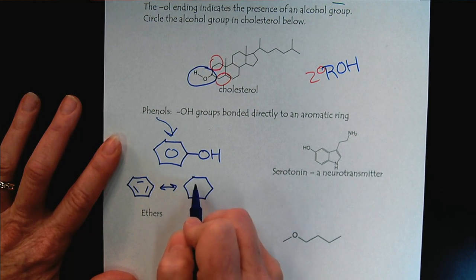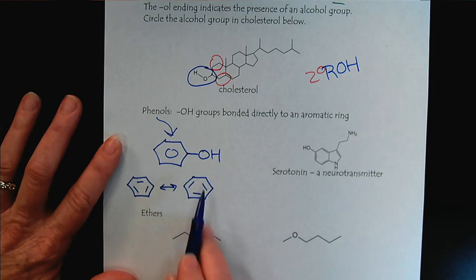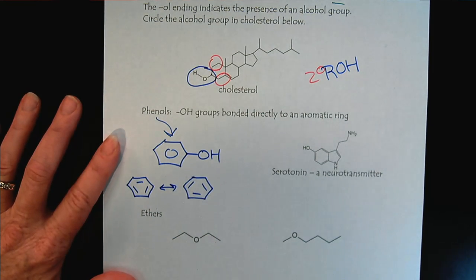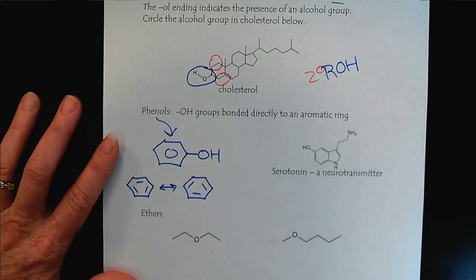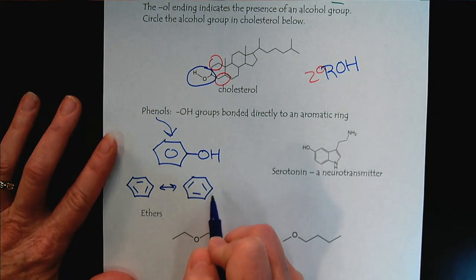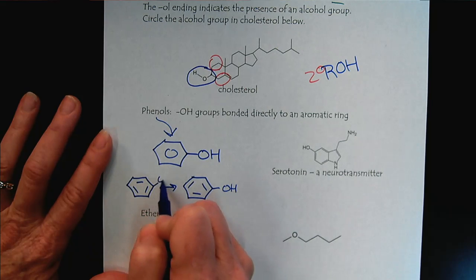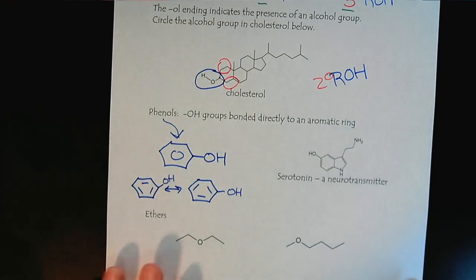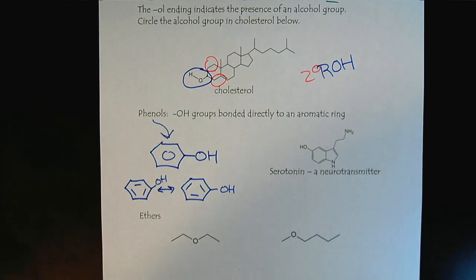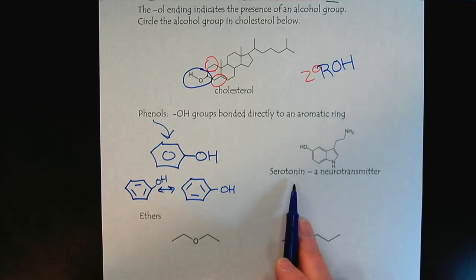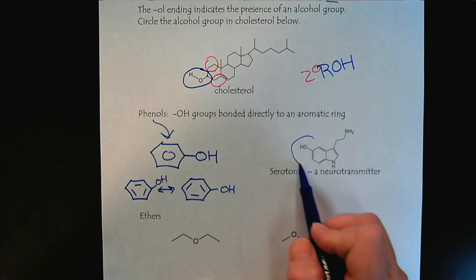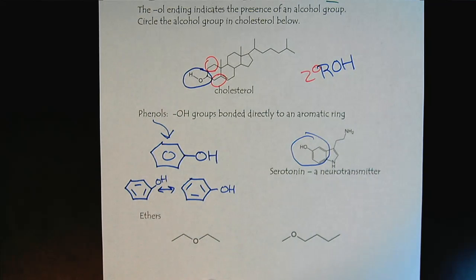It really creates a force field of electrons above and below the plane. And so instead of writing both versions, we simply write a circle in the center. And then if we wanted to make these into phenols, we would just add the OH on the side. And phenols are very important biological molecules. Just for an example, here's serotonin, a neurotransmitter that includes a phenol.